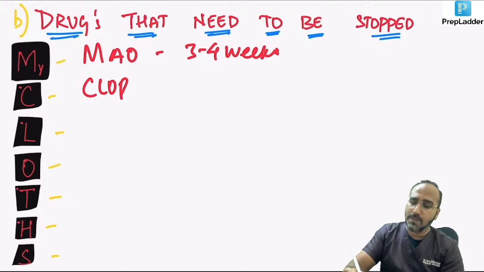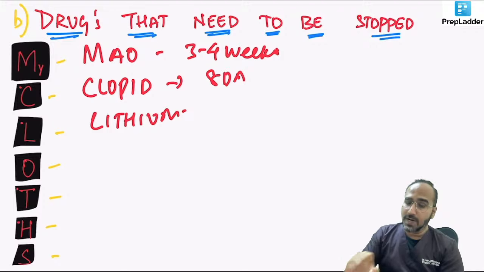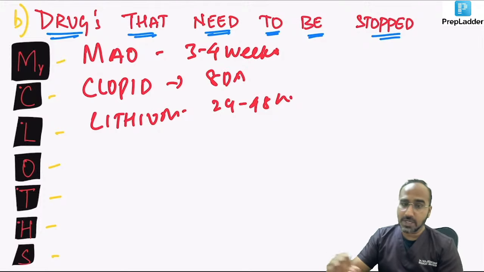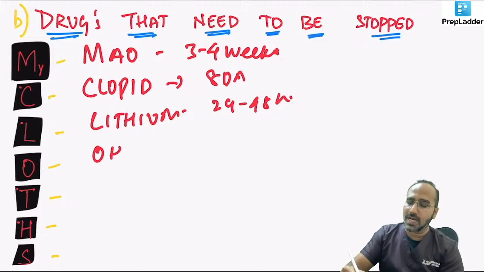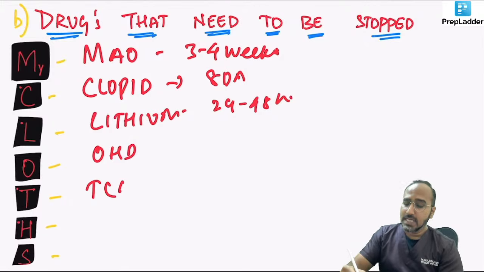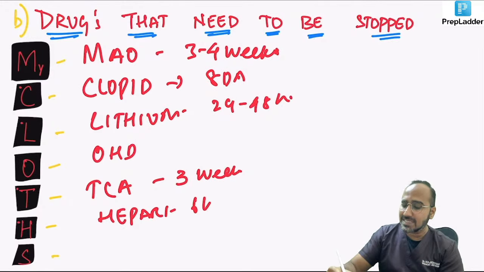C stands for clopidogrel has to be stopped. Now guys, I told you clopidogrel has to be stopped 8 days prior surgery. L stands for lithium. Lithium has to be stopped 24 to 48 hours prior surgery. Okay? Why? Because it can prolong the effect of muscle relaxant. Next, O stands for oral hypoglycemic has to be stopped on the day of surgery. Why? Because patient is already in a fasting state. T stands for TCAs should be stopped 3 weeks prior surgery. H stands for heparin. Anticoagulants such as heparin should be stopped 6 hours prior surgery.